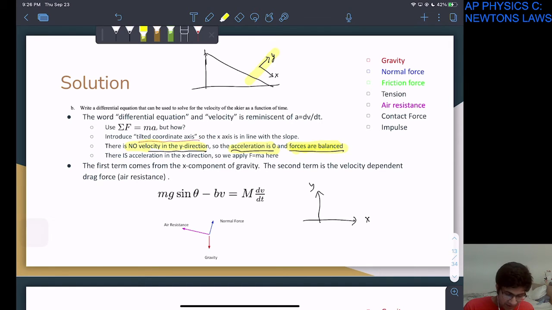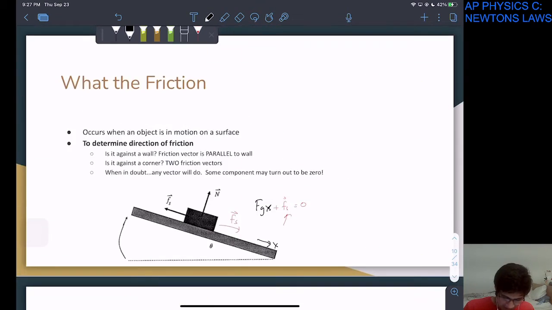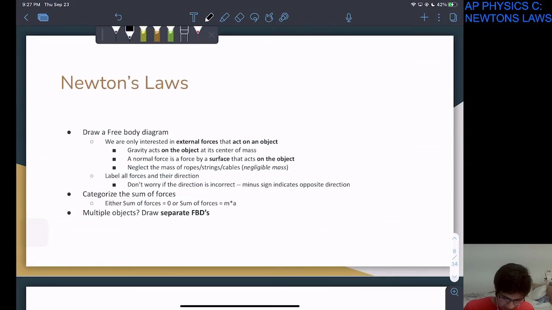However, there is acceleration in the x direction, so we can apply F equals ma there. Okay, so I just want to pause for a second and go back over here, just like the overall tips. So we said that we want to categorize the sum of forces, and what I said was that either we have the sum of forces as 0 or the sum of forces is not 0.